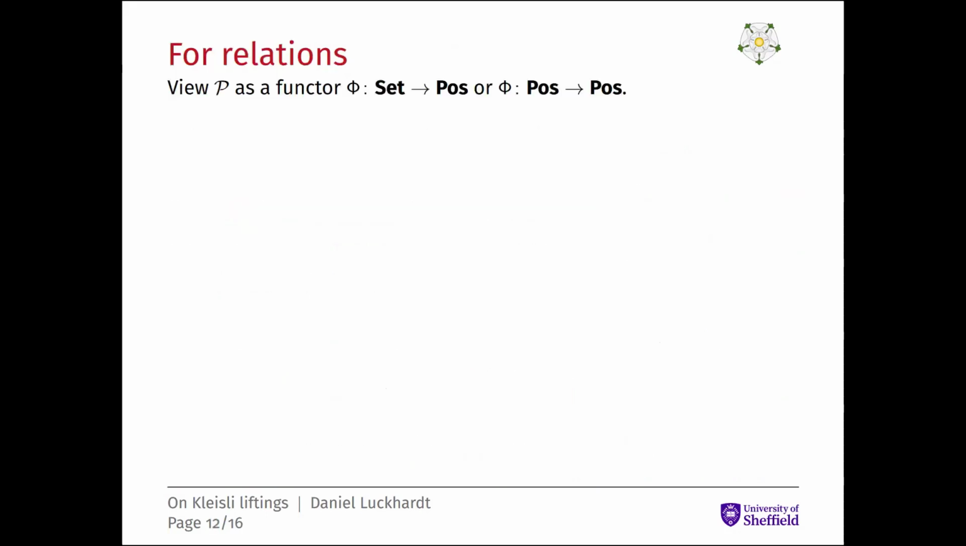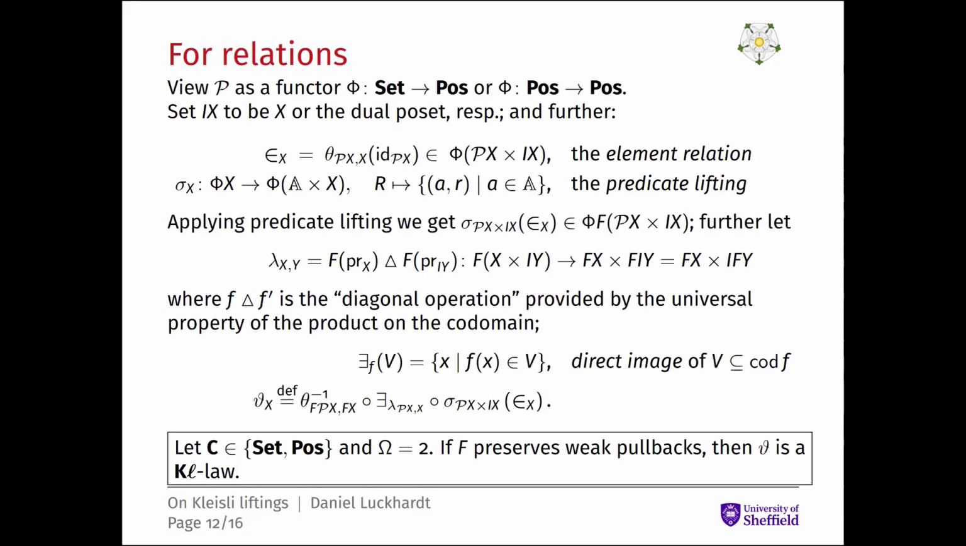Okay, so for relations, we now have to view this functor P, this power set functor, in 2 different ways. Once as a monad and then also as a map to POS because there's this partial order on the power set. And we will also introduce a functor I. In the set case, it's just the identity, but in the other case, it will flip the order. So in that way, we can work with both cases at once.